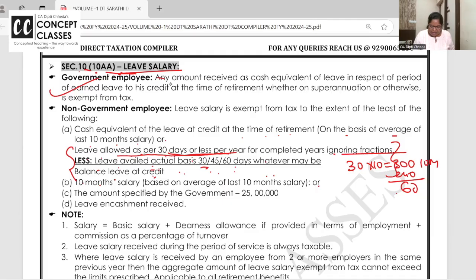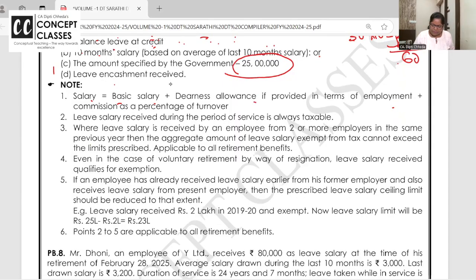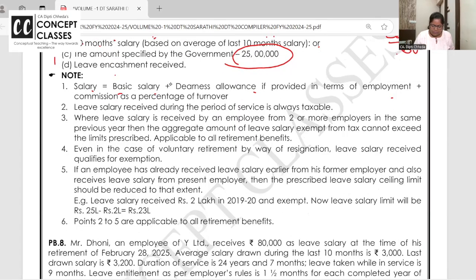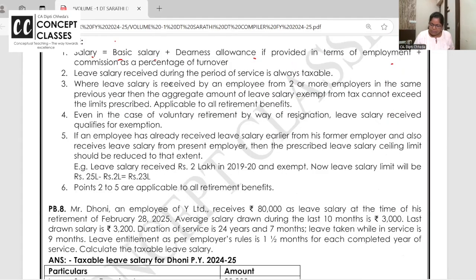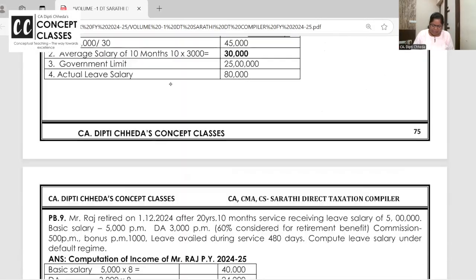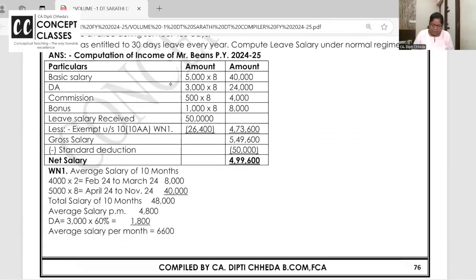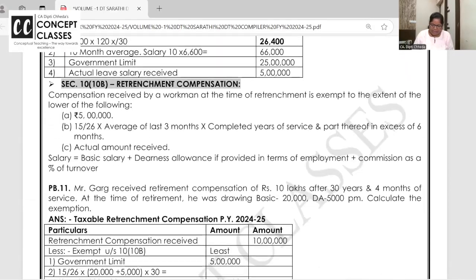So leave allowed, less leave availed, balance leave at credit. 10 months average salary. Government limit of leave salary is 25 lakhs and leave in cash. Least of this you will take. Salary is equal to basic plus DA plus commission. ठीक है. Even if you have received leave salary from two employers, the government limit is maximum for the lifetime. For this, wonderful questions are solved. Study material में भी हैं इस type के question, manual में भी मिलेंगे.